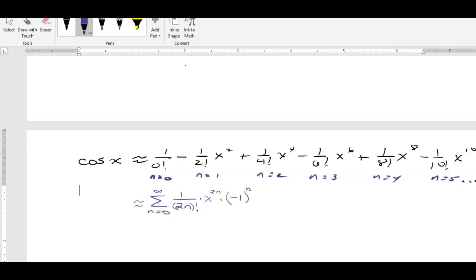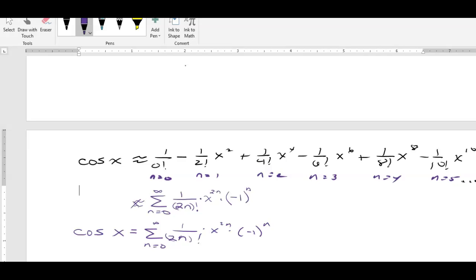So what we're saying is I can now take that away and call it an equal sign, because I'm saying that if n is allowed to go to infinity, in theory, then the cosine of x is the sum, as n goes from 0 to infinity, of 1 over 2n factorial times x to the 2n, and then alternate those signs, -1 to the n.